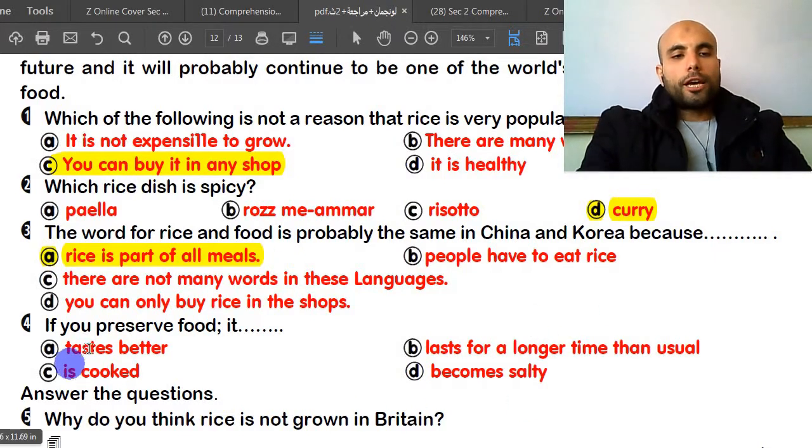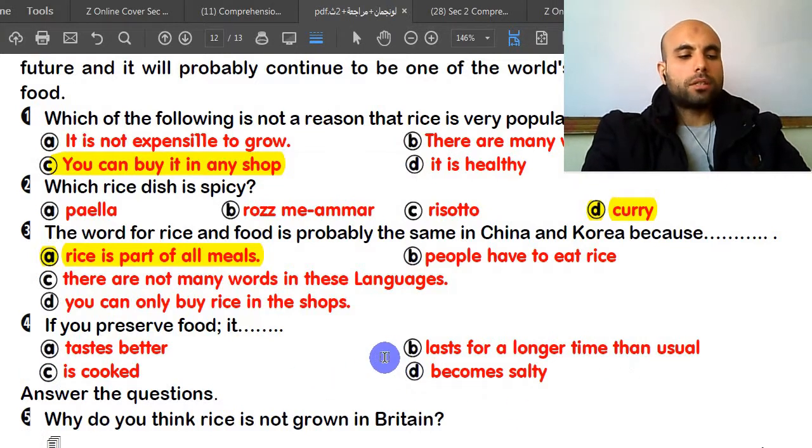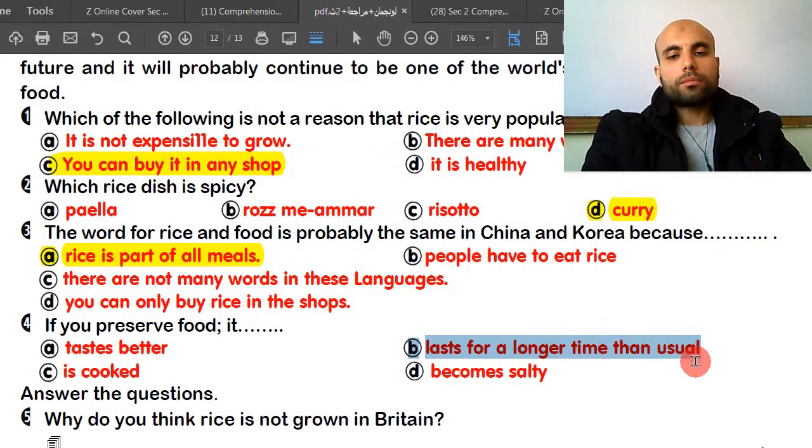Number 4. If you preserve food, it A. Tastes better. B. Lasts for a longer time than usual. C. Is cooked. D. Becomes salty. Excellent. B. Lasts for a longer time than usual.